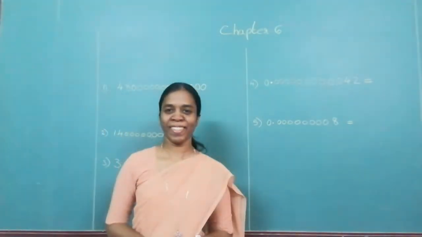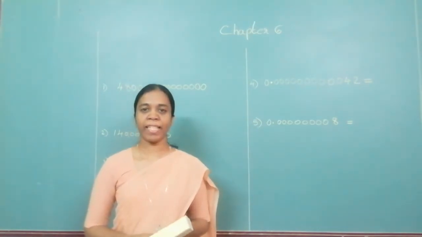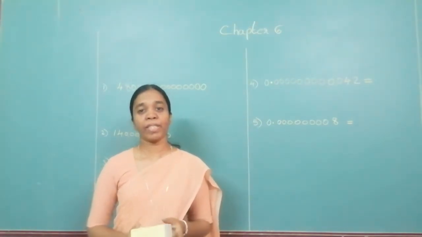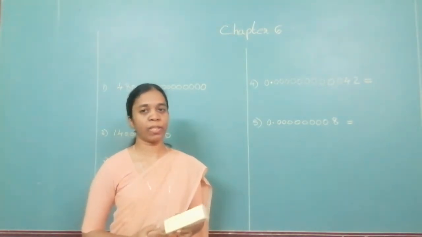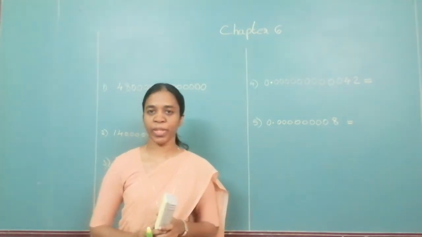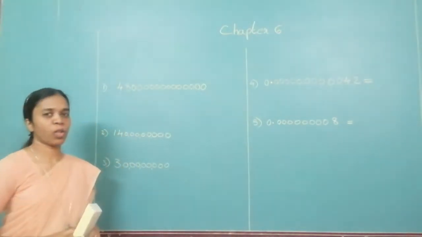Good morning, children. We are doing chapter 6, Indices. We have seen some rules based on this. I suppose you are thorough with all that now. Okay. Now, I have some numbers written on the board.